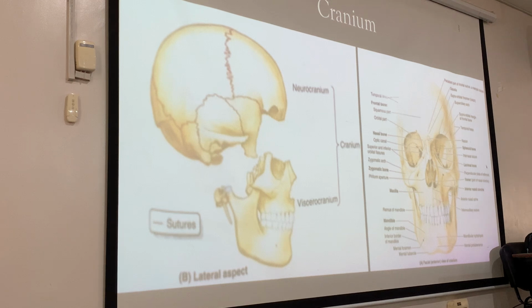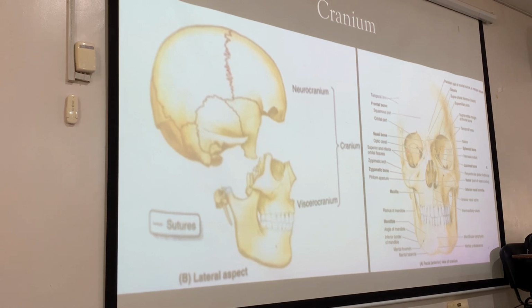This is a front view of the skull. Again, the neurocranium is here superiorly, and the viscerocranium is inferior. We have the two orbits, the paired orbits. We have the nasal cavity, and then we have the alveolar processes of the maxilla and the mandible.